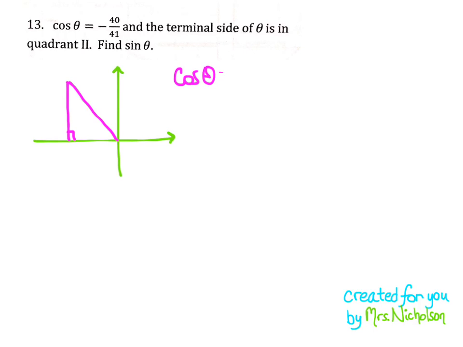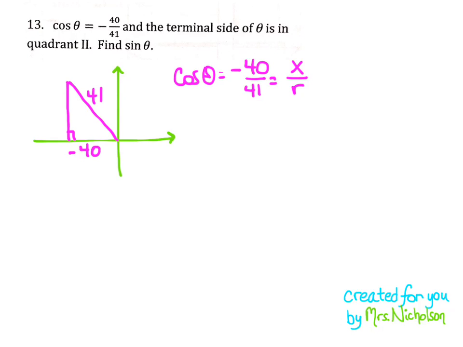And if I know that cosine is negative 40 over 41, that ratio is x over r. And so my horizontal side here is 40 in the negative direction. My r is 41. And so we need to find the other side.